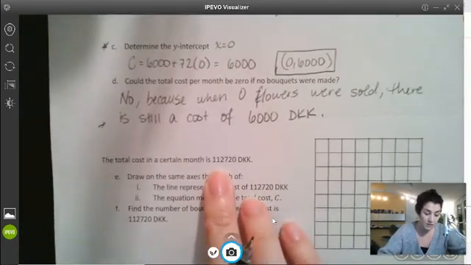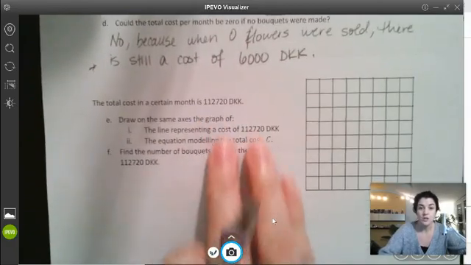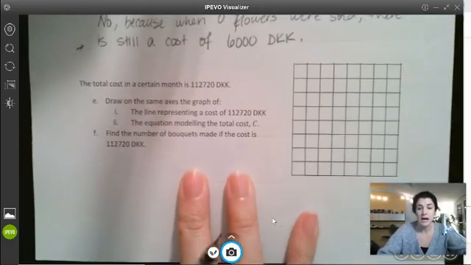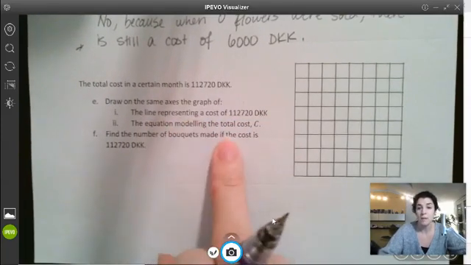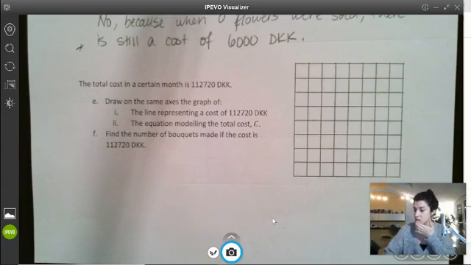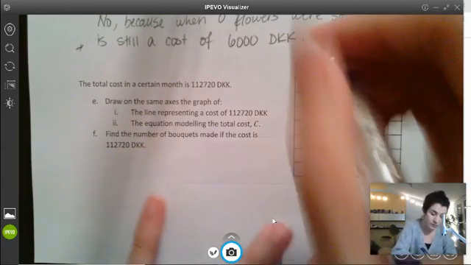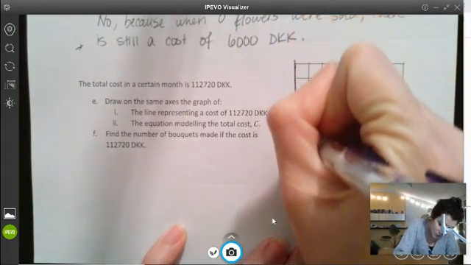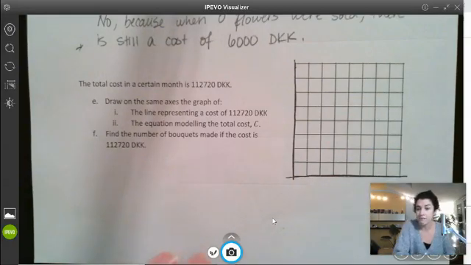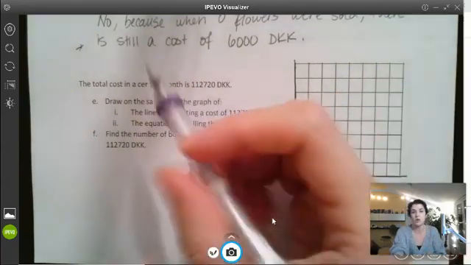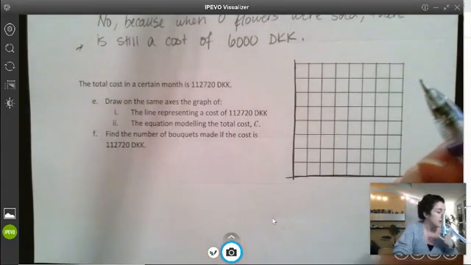Okay, the total cost in a certain month is 112,720 Danish krona. Draw on the same axis the graph of the line representing a cost of this, as well as the equation modeling the total cost. So we need to draw a couple things here. X and Y axis, I'm going to go ahead and make sure that it's all on the positive because we're not going to have a negative amount of bouquets and we're not going to have a negative cost in this case because we know that our Y-intercept is positive.